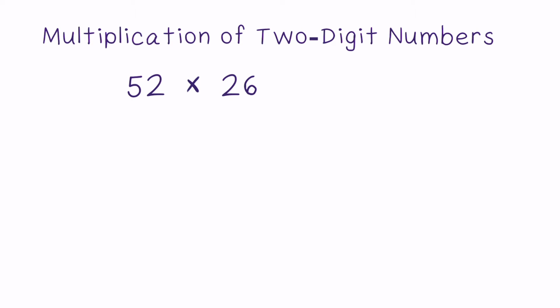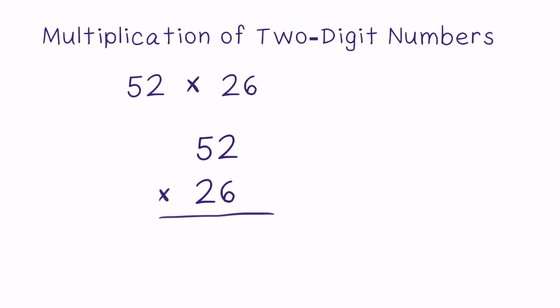Let's start practicing multiplication of two-digit numbers using the example of 52 times 26. We're going to multiply these two numbers using the standard algorithm. And the best way to do that is to take this problem here written horizontally and rewrite it vertically. Now that we've rewritten the problem vertically, 52 times 26, we can start going through the steps of multiplication.